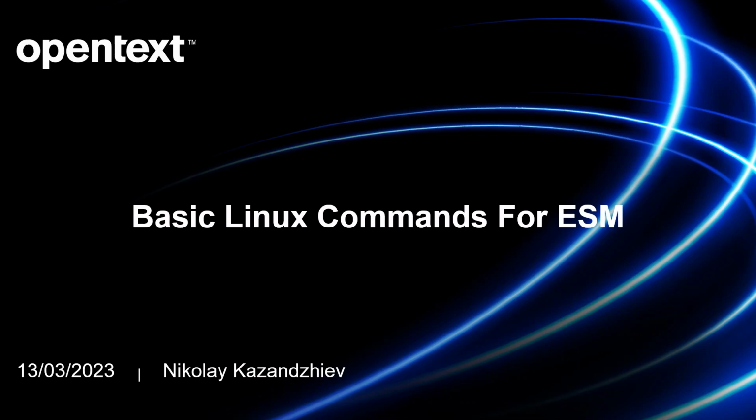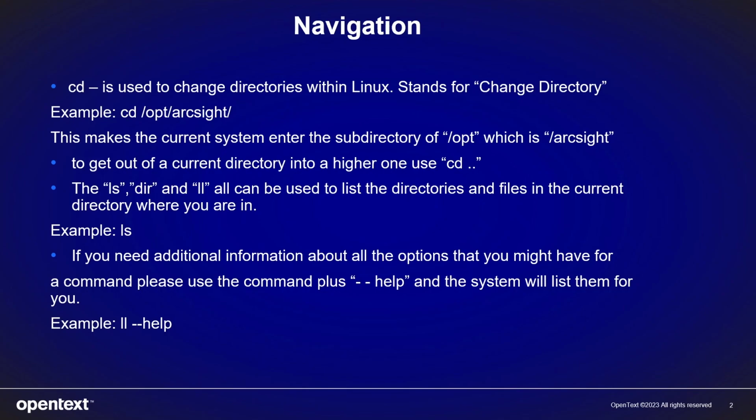The first one being cd, which stands for change directory. It's used to change directories within Linux. Example: cd /opt/arcsight. This makes the current system enter the subdirectory of opt, which is arcsight. To get out of a current directory into a higher one, use cd space and two dots. The ls, dir, and ll commands can all be used to list directories and files in the current directory where you're in.